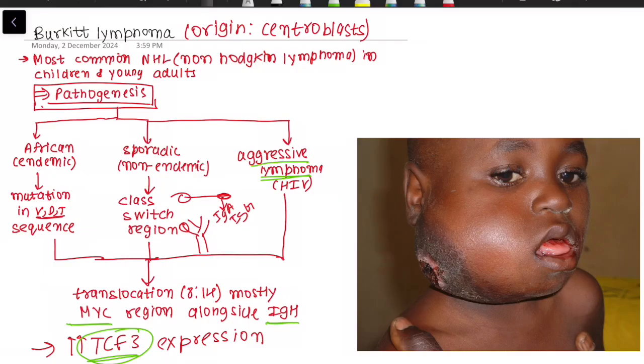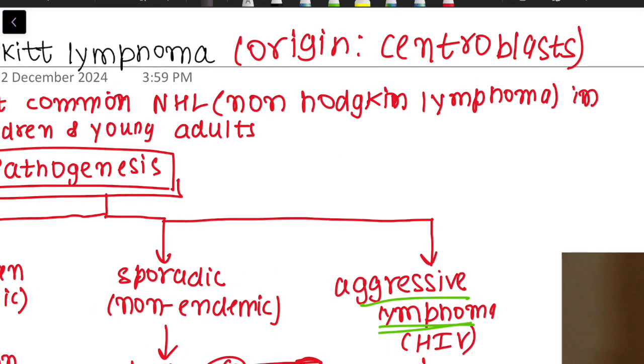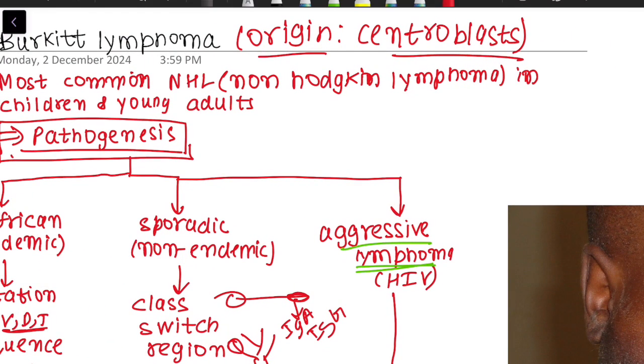My new video in which I will be talking about Burkitt lymphoma, and let's start it. Now, Burkitt lymphoma originates from centroblasts, and it is the most common non-Hodgkin lymphoma in children and young adults. I've talked about centroblasts in my previous videos. You can check out the playlist on lymphomas on my YouTube channel.